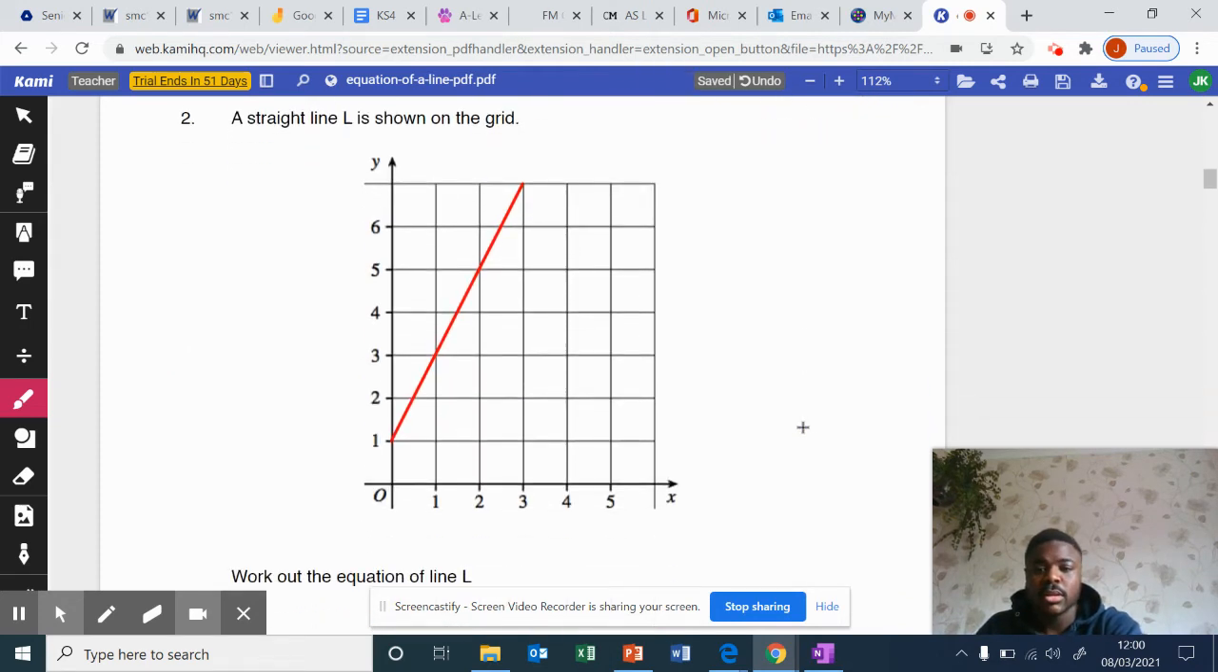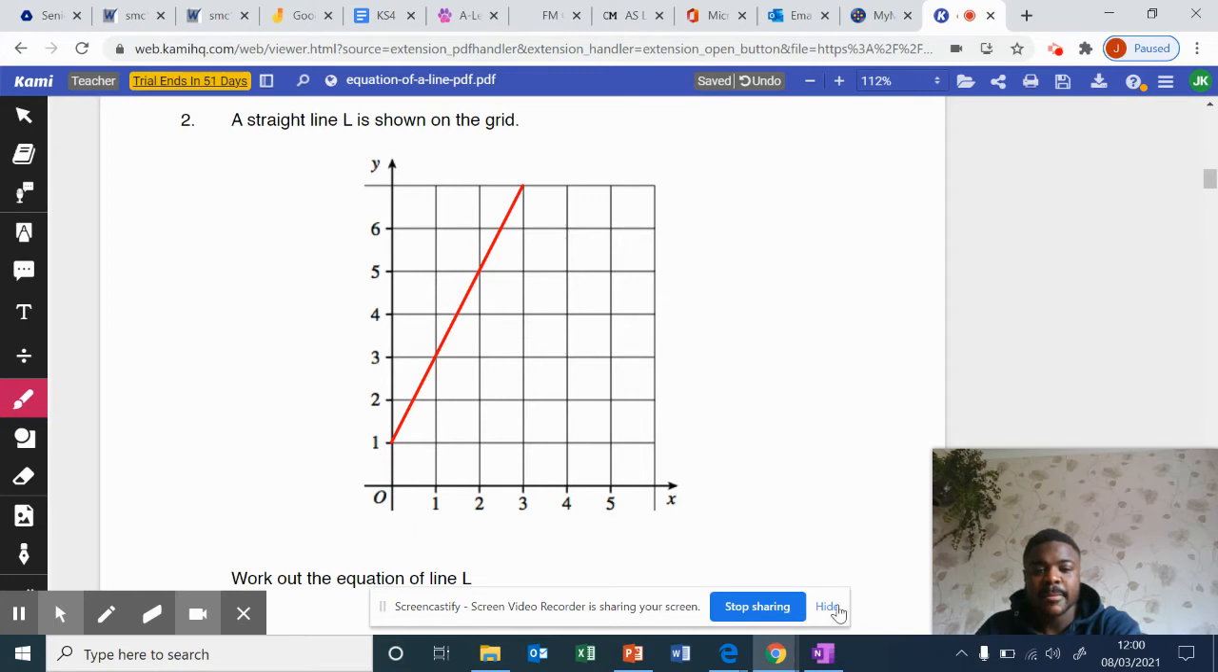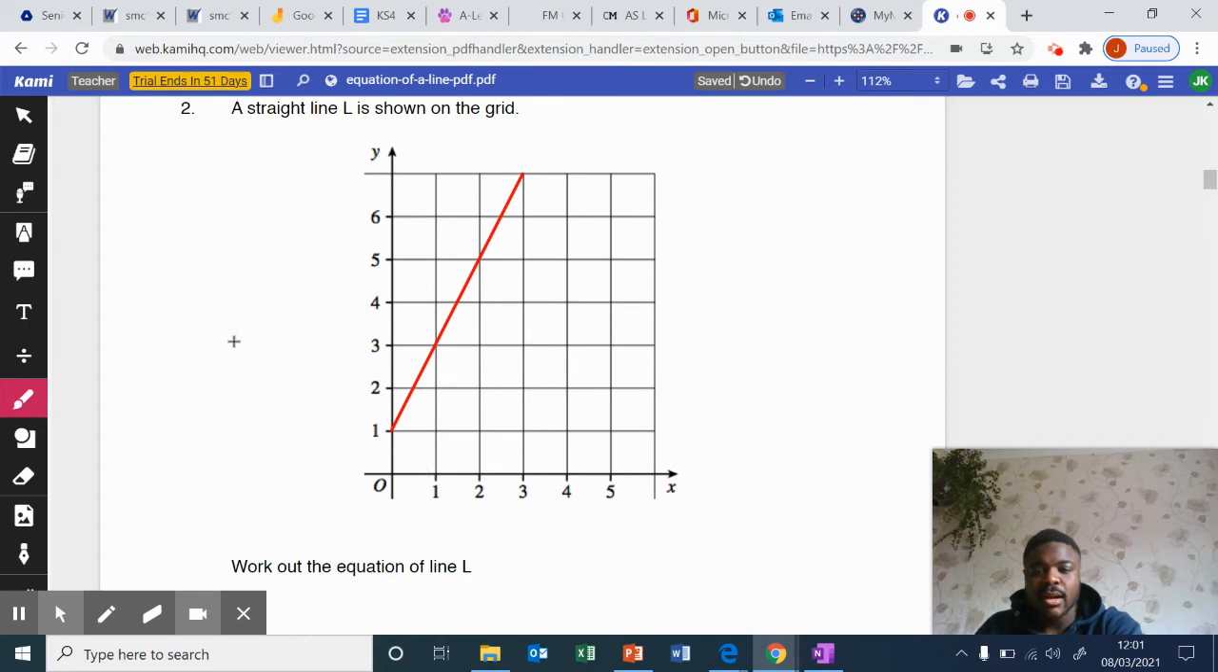Okay, moving on, we have next a straight line shown here, and they're asking us to work out the equation of the line. So again, it's going to take the form y equals mx plus c. Then we also know that the y-intercept, where it crosses the y-axis, is at 1. So we know it's y equals mx plus, instead of writing c, I'm going to write 1. To work out the gradient, I can just pick any 2 points. So I'm going to pick this point here and this point right over here.